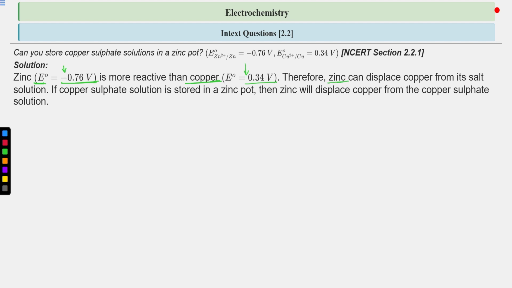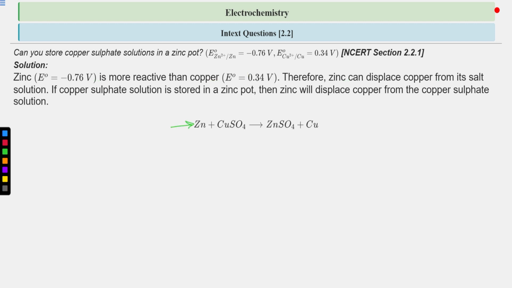Therefore, zinc can displace the copper from its salt solution. Okay, so if you have a salt solution of copper, and you add zinc, zinc can displace the copper from that solution. So if we have copper sulfate solution and you store it in a zinc pot, the zinc will displace the copper from the copper sulfate solution.